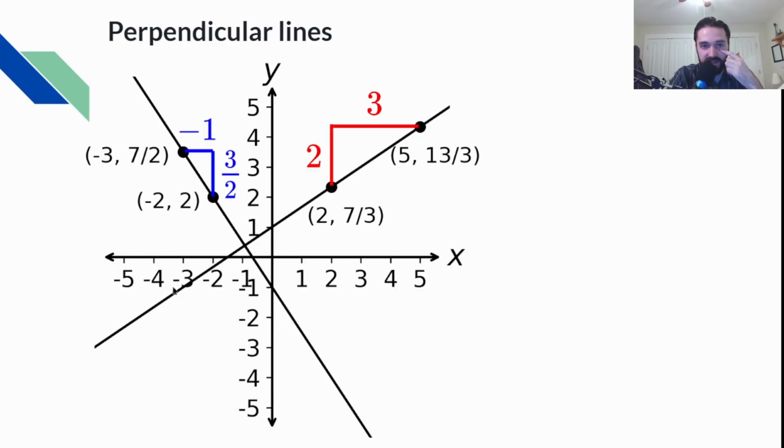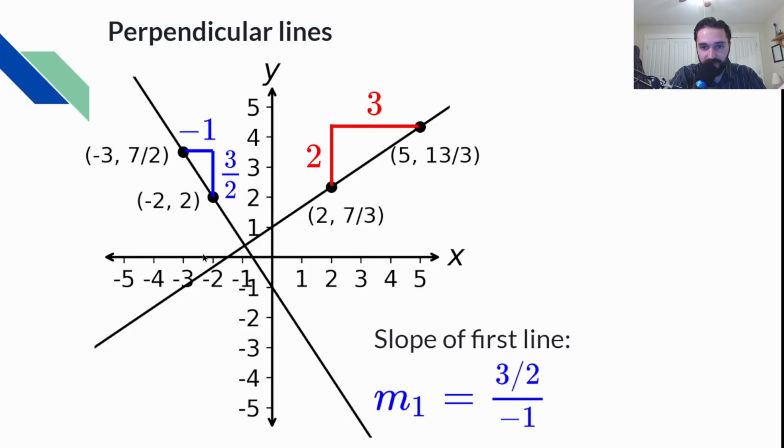Then for this line, we have a rise of 2, because 13 thirds minus 7 thirds is 6 thirds, which simplifies to 2. The rise is 2, and the run is 3, because 5 minus 2 is 3. Remember, the rise over run is the change in y over the change in x. So the slope of the first line is 3 halves over negative 1. That's rise over run, but that simplifies to negative 3 halves.